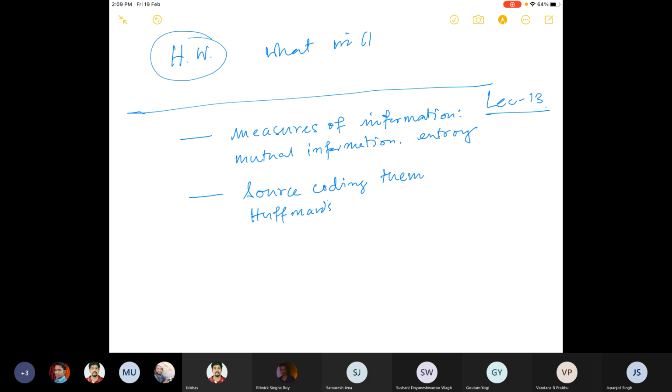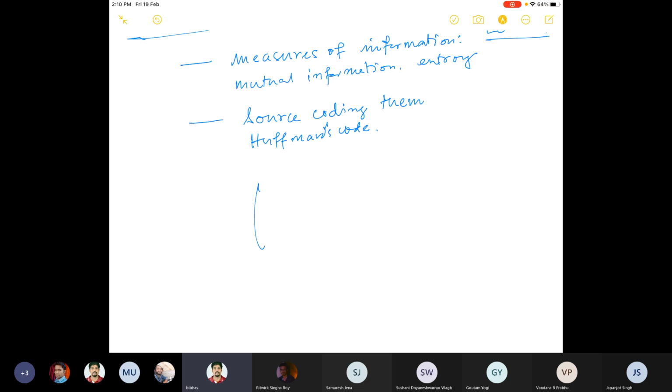Huffman's code. So now, if you remember the picture we talked about, this is our channel, and this is the communication system. This is a very simplified picture of the entire communication system. We talked about this part, that there are some symbols A1, A2, AK, and we talked about how to encode this in terms of strings of binary digits.